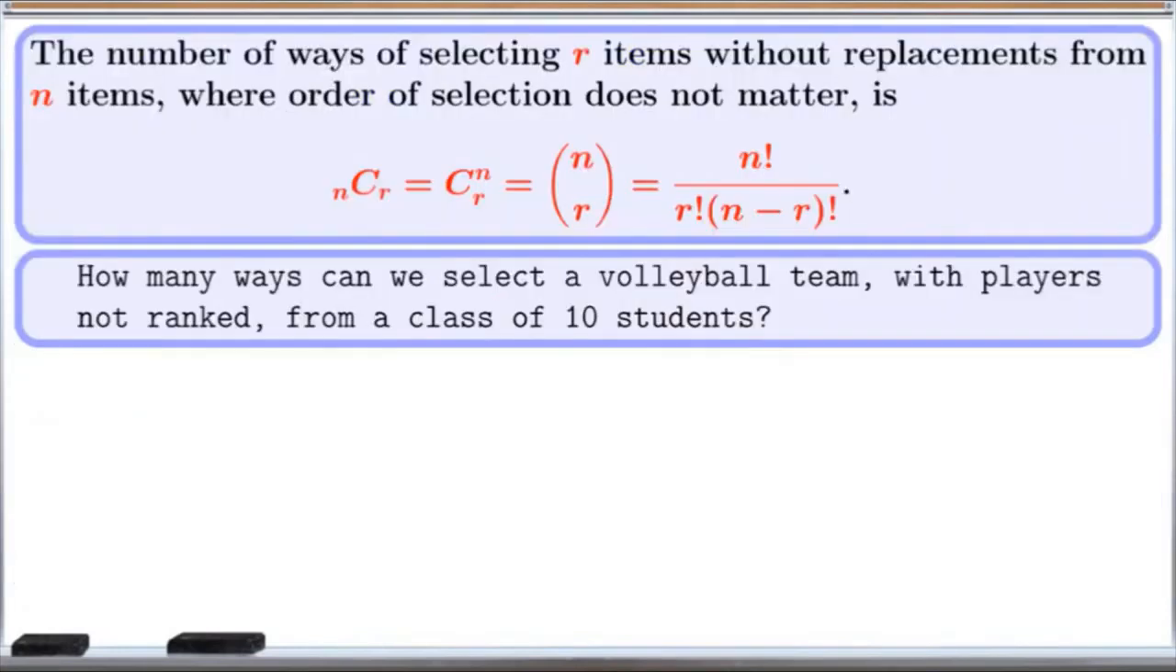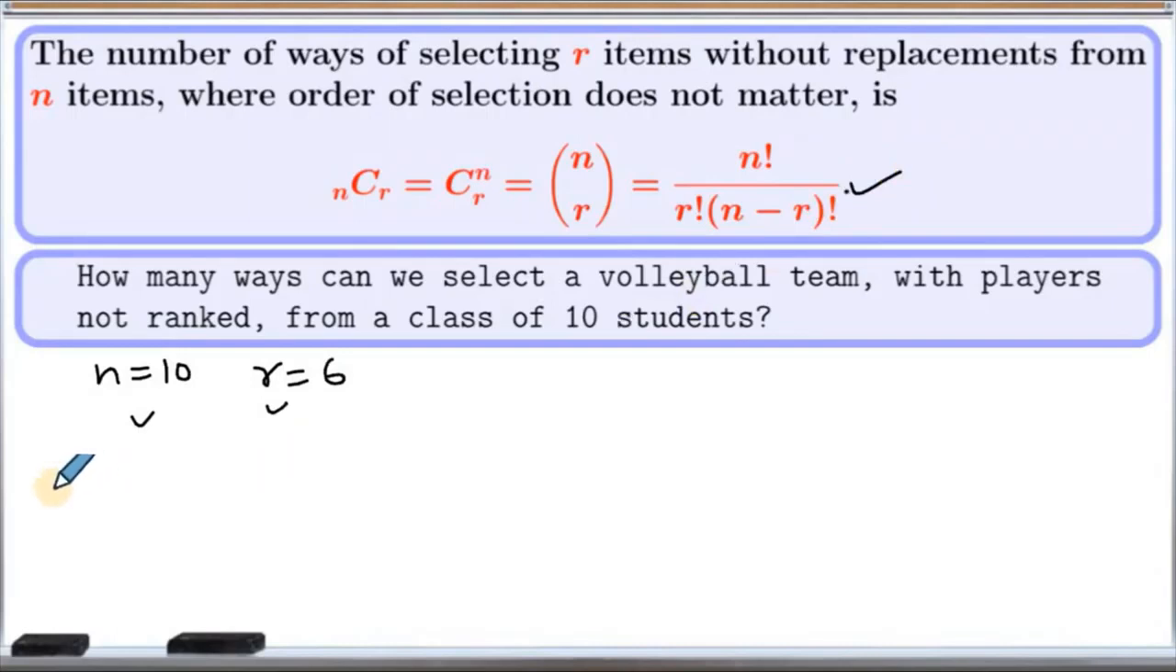So now let's look at this example here. Here we need to find how many ways can we select a volleyball team with players not ranked from a class of 10 students. So here our N is 10, so N equals 10 and our R is 6, since you can have 6 in a team. Once we have our N and R, all we need to do is plug in these numbers into this formula.